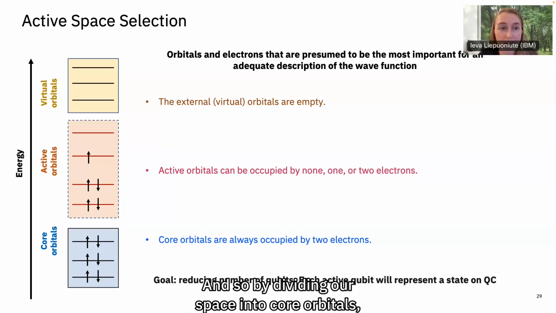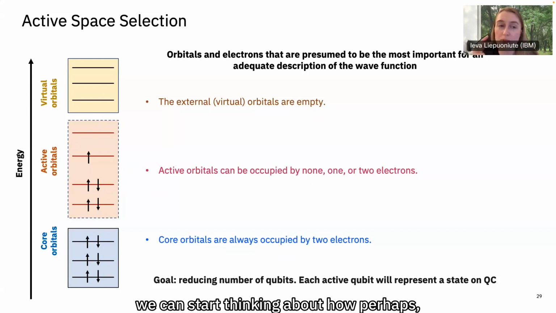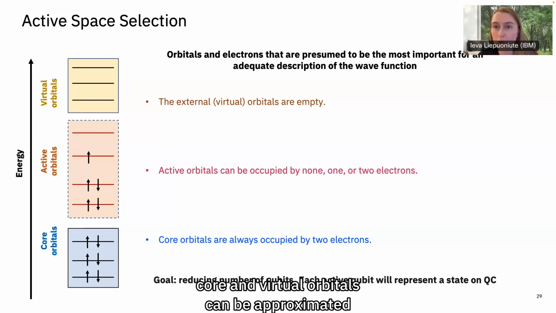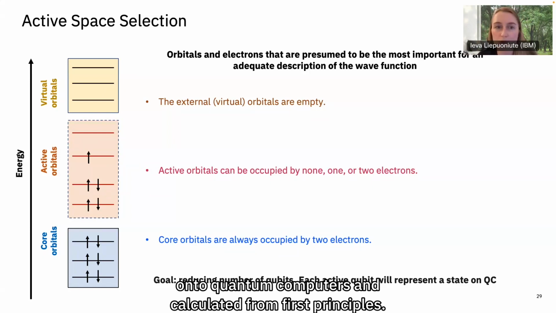By dividing our space into core orbitals, active orbitals, and virtual orbitals, we can start thinking about how core and virtual orbitals can be approximated by cheaper computational methods, whereas active orbitals could be mapped onto quantum computers and calculated from first principles.